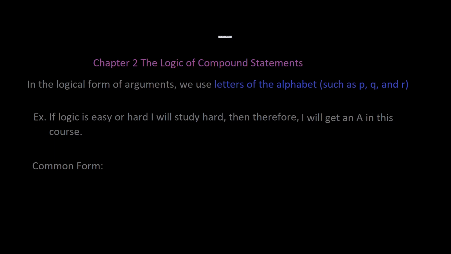In the logical forms of arguments, we use the letters of the alphabet such as P, Q, and R. I want you to take note of these letters. They're arbitrary letters, right? We could use any letter. But for the remainder of this chapter and whenever we refer to logic, we're going to be using P, Q, and R.